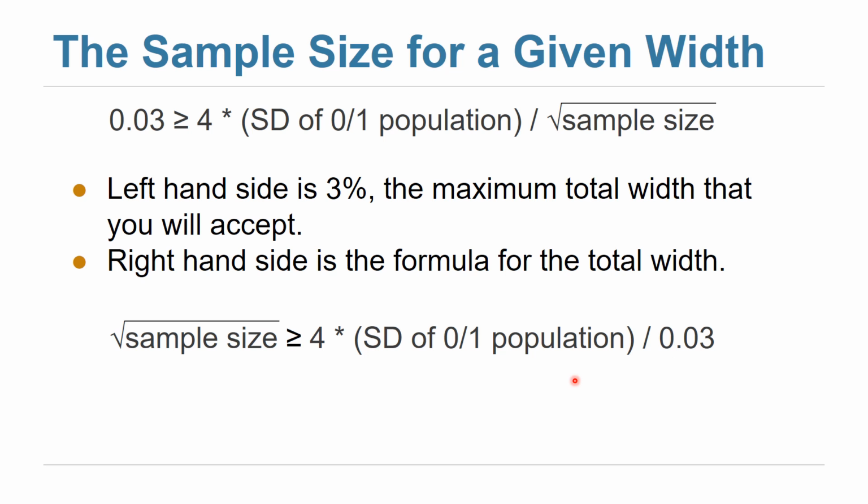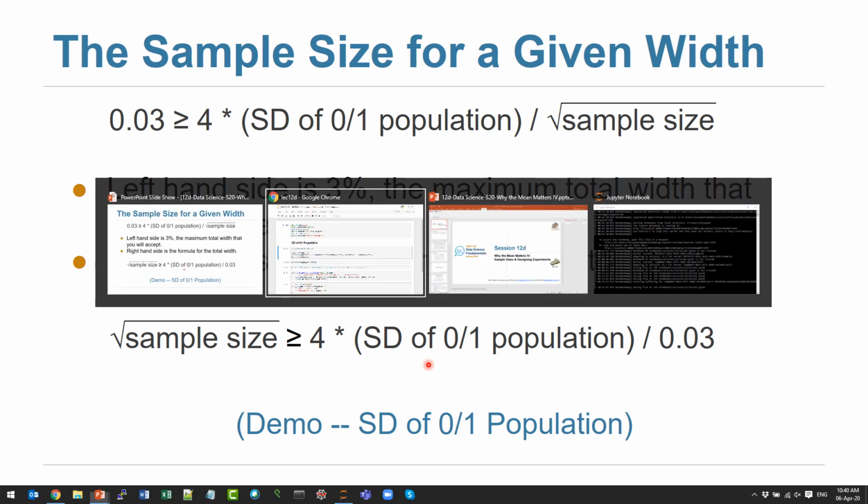Now, can we directly compute the needed sample size from this inequality? Is there any unknown value here? The only unknown value here is the standard deviation of the 0-1 population. We don't know the standard deviation of the population, right? We don't know the average of the population. That's what we wanted to actually estimate, and we don't know the standard deviation of the population. So what should we do? Let's see a demo for that, and we will get back to the slides after we see how we can get out of this situation.